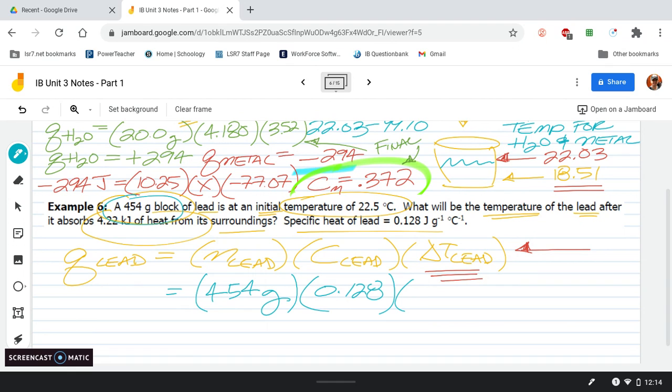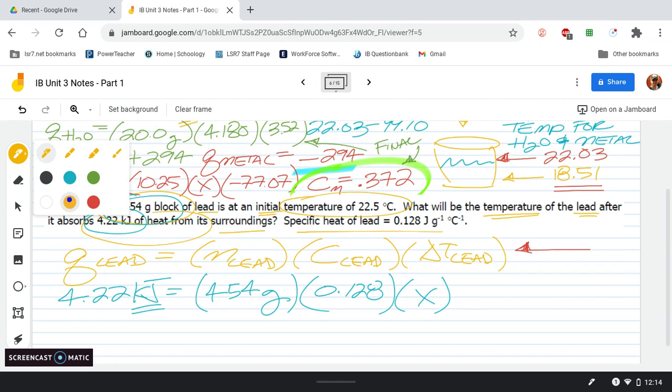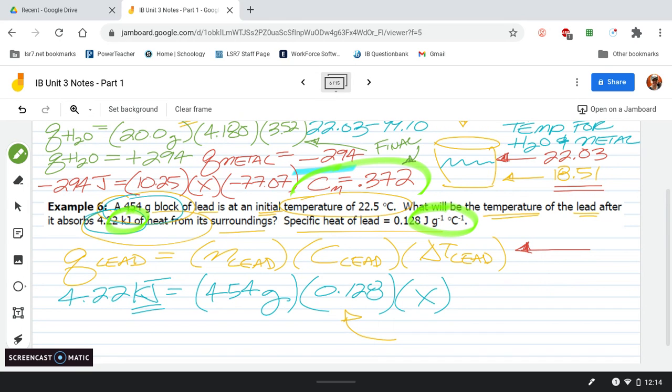0.128. This is our X, so we're looking for a change in temperature. Not a final temperature, but a change in temperature. So we have to do a little work with it. And then right here, 4.22 kilojoules of heat. Now that's a problem. And hopefully you spotted it, but you may not have. Here's the issue. This value, and you can see it right here, is in joules. And this is kilojoules. They're not going to play nice to each other. You're going to have to do some manipulating in order for those to work.